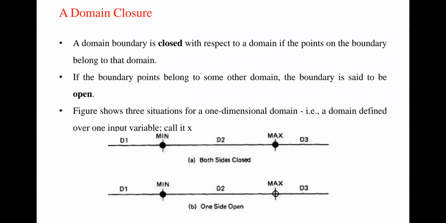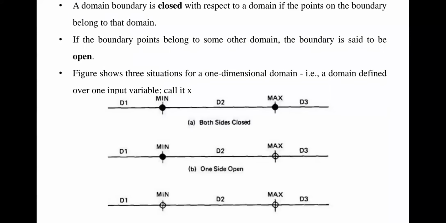Here we have taken three situations for a one dimensional domain. The single line is represented as a one dimensional domain. That means domain D1 will take only one variable, D2 will take only one variable, and D3 will take one variable.